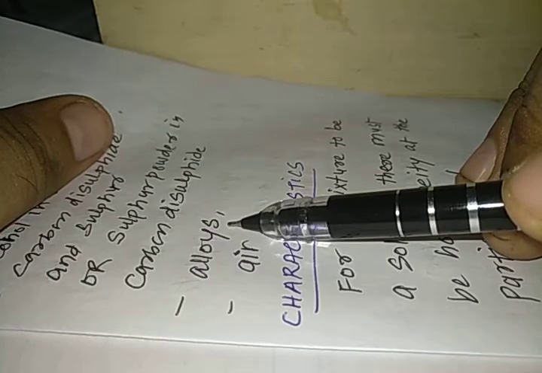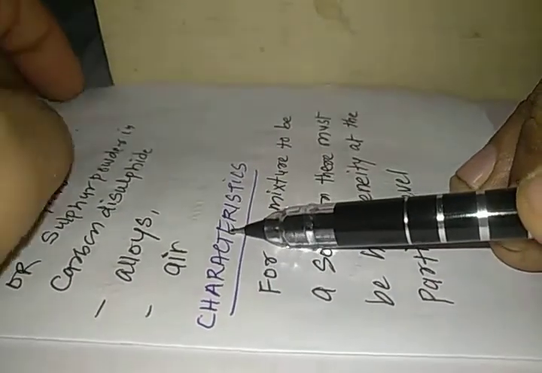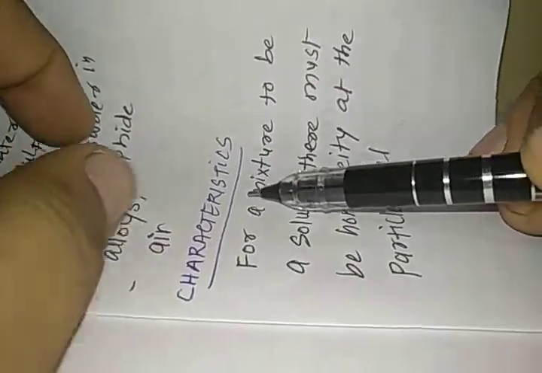Then when we add sulfur powder in carbon disulfide, sulfur powder also dissolves in carbon disulfide and it produces the solution. Or we can say sulfur powder in carbon disulfide. We will study about alloys, which are also solutions. They are made up of metals or metal and non-metal. And we will study about air also. Air is also a solution. So we will study the characteristics of solution.